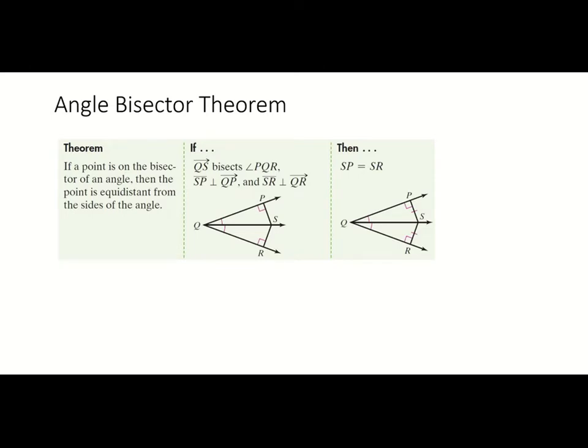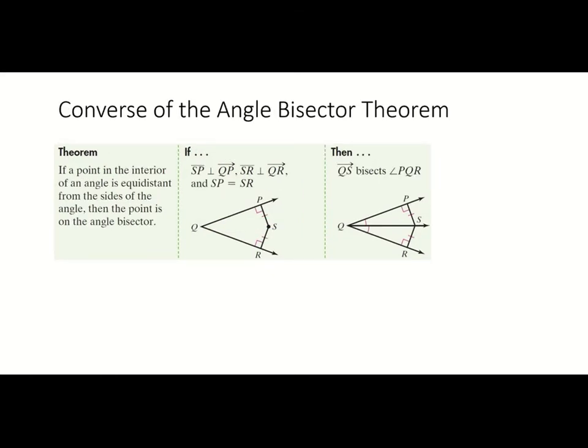Next, we have the angle bisector theorem. This theorem says if a point is on the bisector of an angle, then the point is equidistant from the sides of the angle. So we have ray QS here that bisects this angle, angle PQR, and SP is perpendicular to ray QP, and SR is perpendicular to ray QR. So that means that SP and SR are the same length.